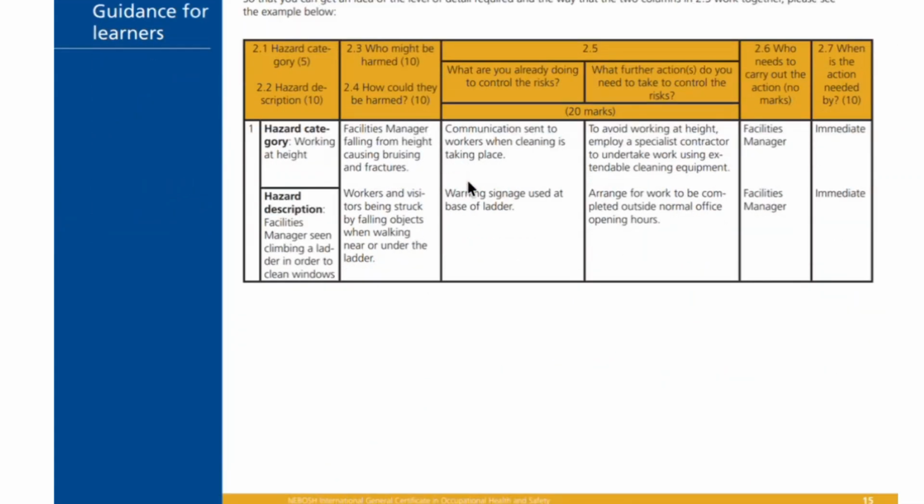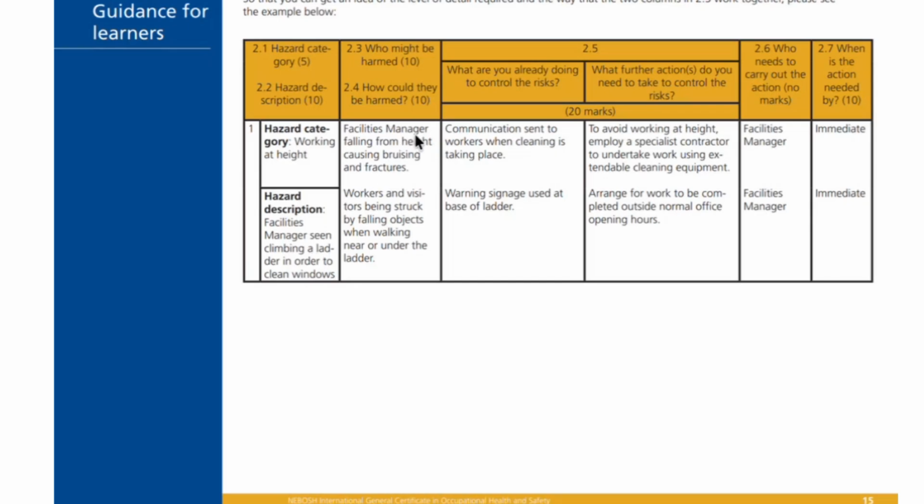So this is how you write 2.7. Okay, I think most of you would have completed this. This is an example over here. You can just go through the example. They have written hazard category. It is working at height. Hazard description, they have clearly mentioned facilities manager seen climbing a ladder in order to clean windows. Okay, so he is climbing the ladder. There is a possibility of falling from height.